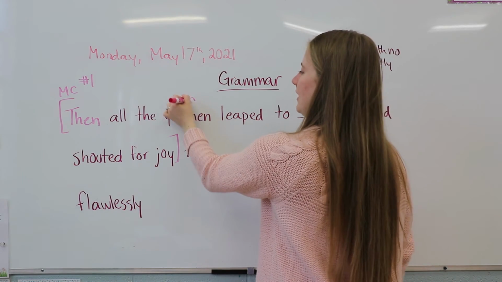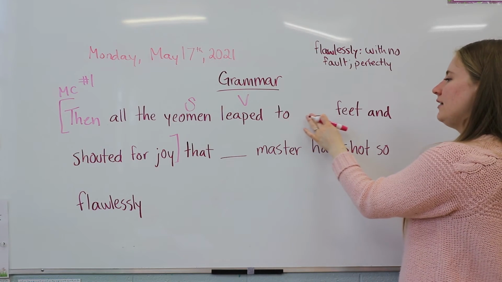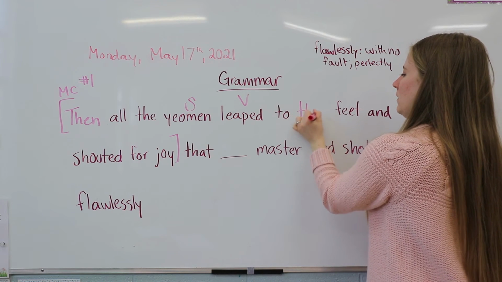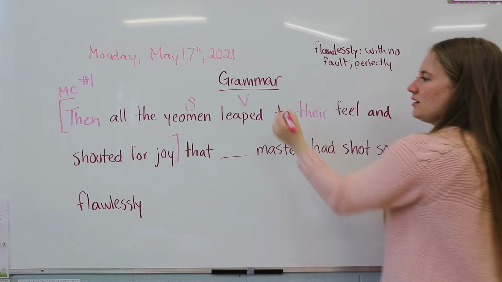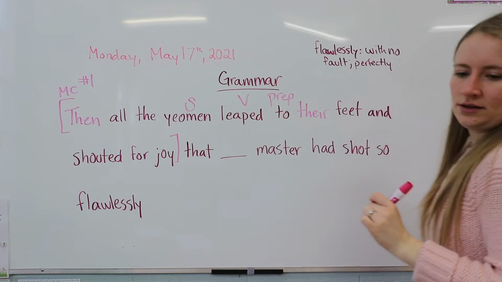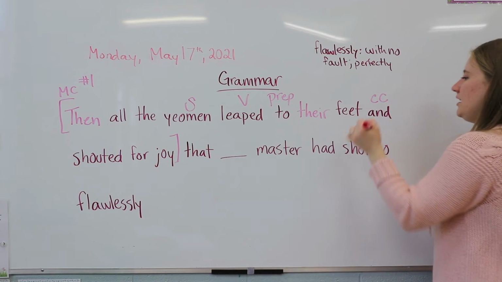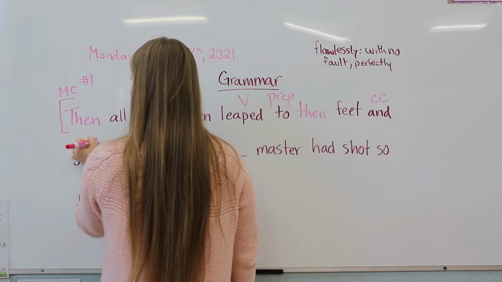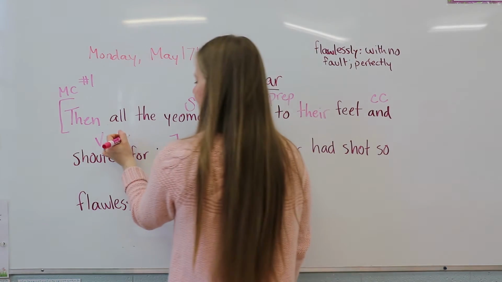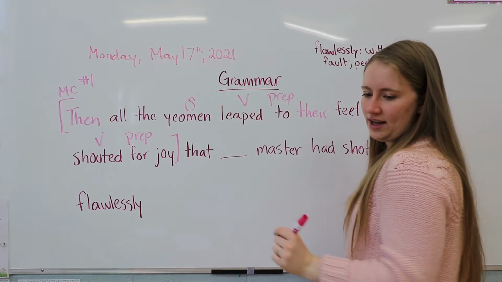Okay. And the subjects are the yeomen. And leaping is what they're doing. So that's our verb. Okay, and then we have another blank here. So the correct there is THEIR. Okay, and we also have a preposition tucked right here with our TO. All right. And we have a coordinating conjunction that brings together another verb. Okay, so shouted is also a verb that we're going to label. Okay, and the last thing in this clause is another preposition. For, they shouted for joy.